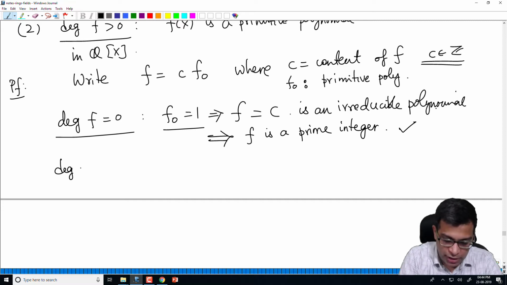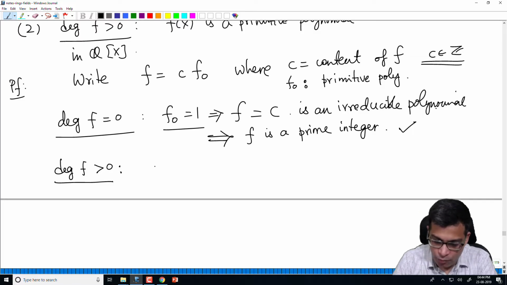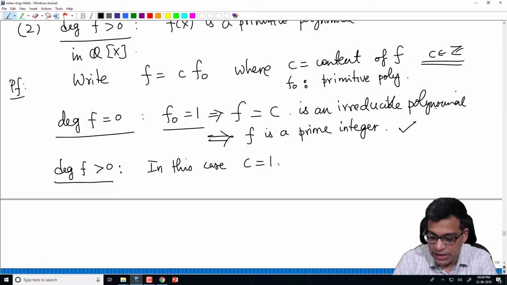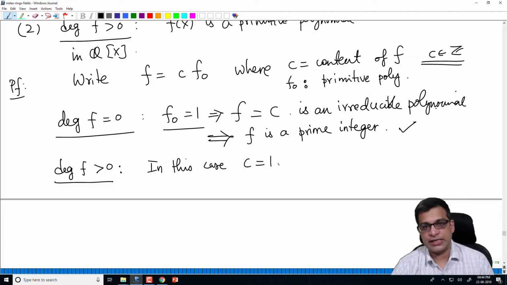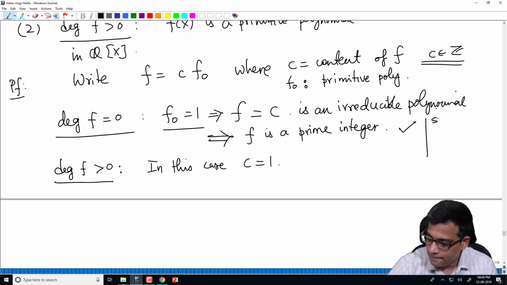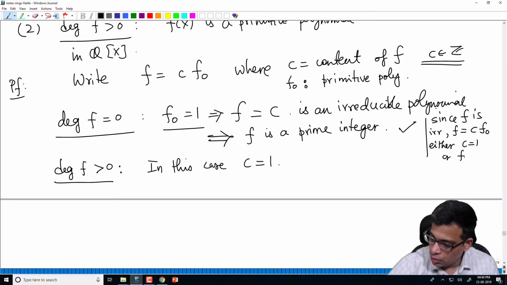So now we consider the second case. Degree of f is positive. But that means in this case c must be 0. Sorry, c must be 1, because if c is not 1, remember c is an integer, f is irreducible. So either c is 1 or f0 is 1. So I should write that somewhere. Since f is irreducible and f is c f0, either c is 1 or f0 is 1.